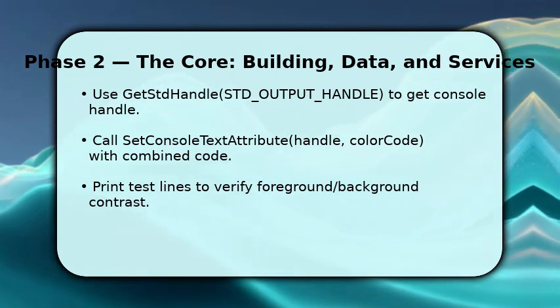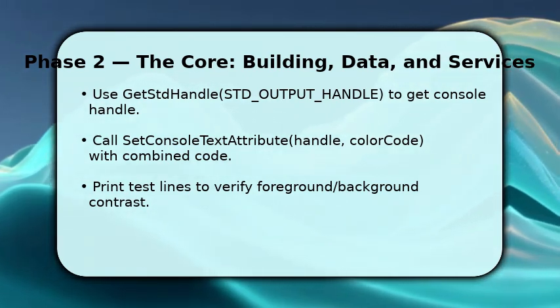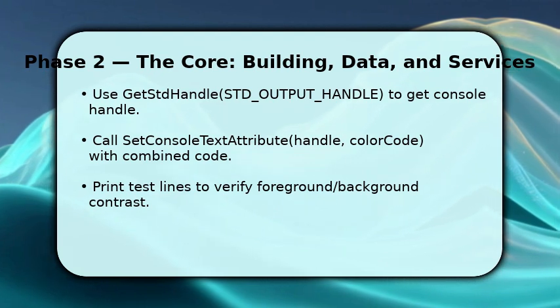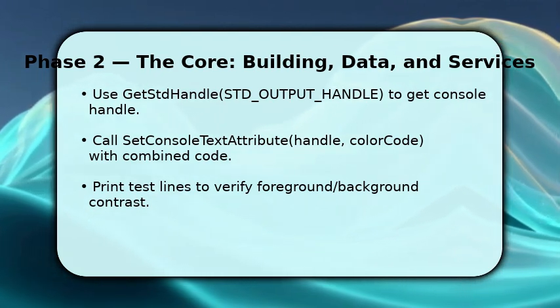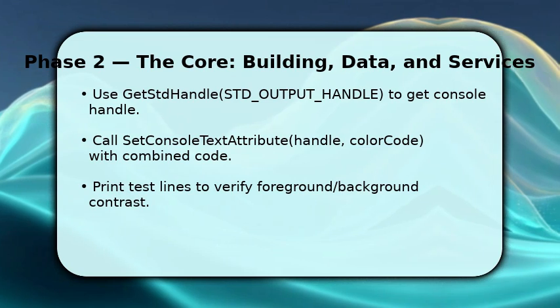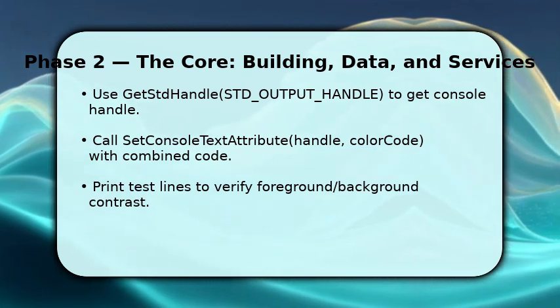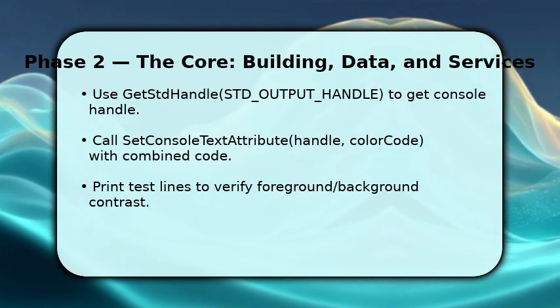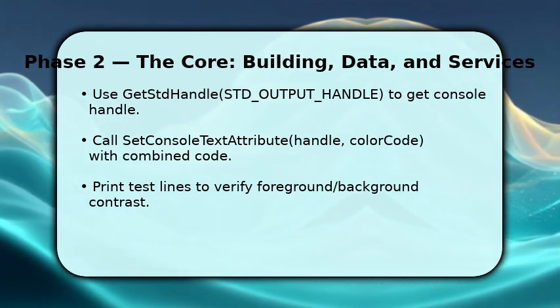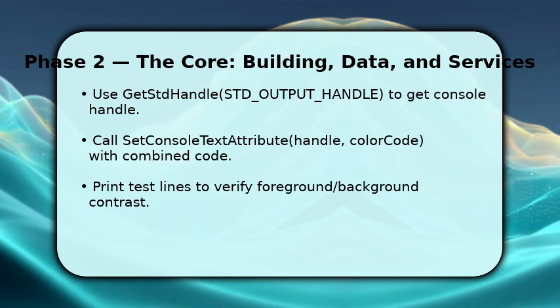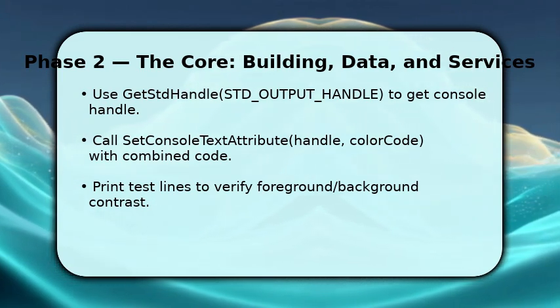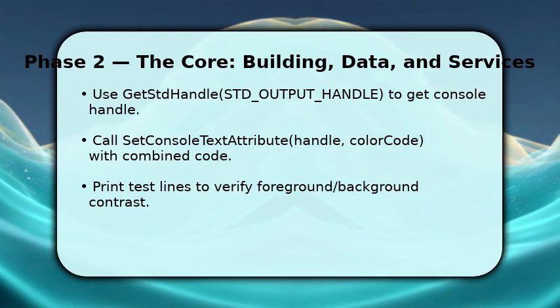Then assemble a color byte, foreground plus background shifted by 4 bits, and call SetConsoleTextAttribute with the handle and color code to apply it. Print a few sample lines so you can see contrast and readability. Change the code and recompile quickly to iterate. Make sure to explain in comments why the shift matters, because that prevents common color mapping mistakes during edits.